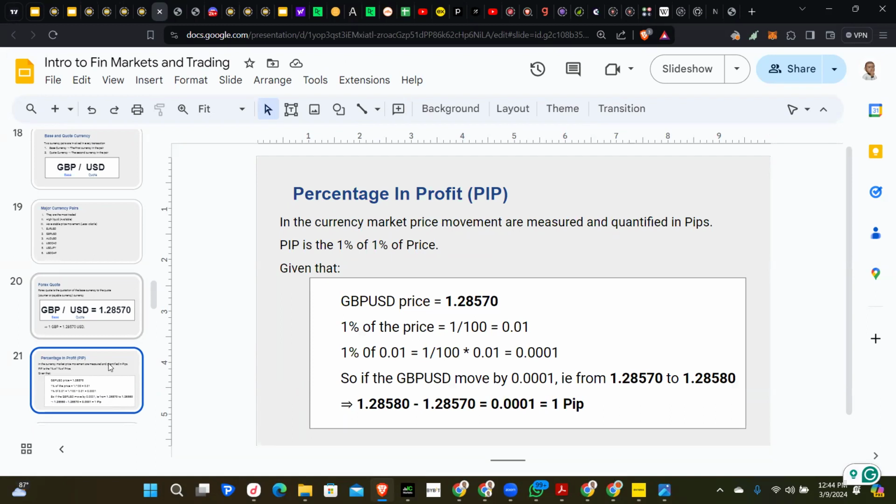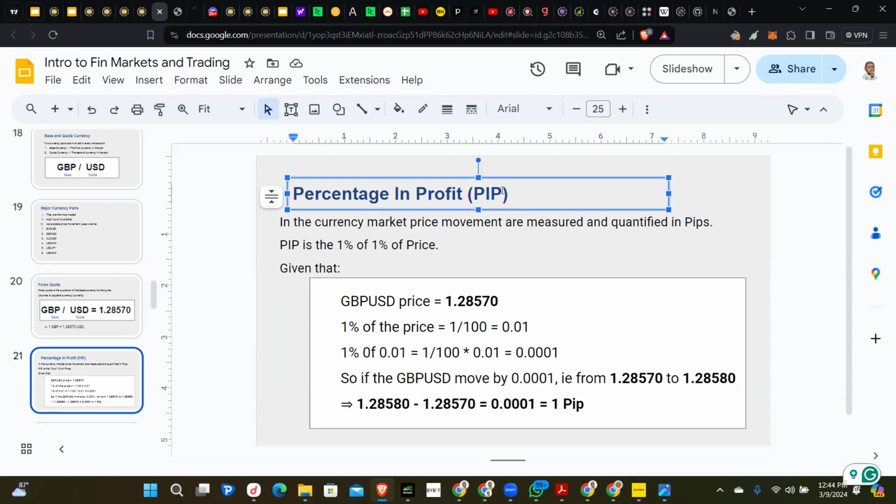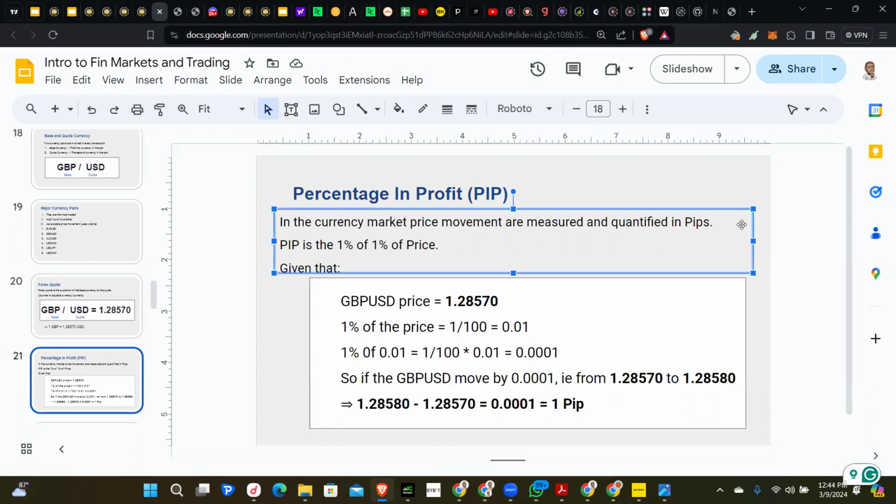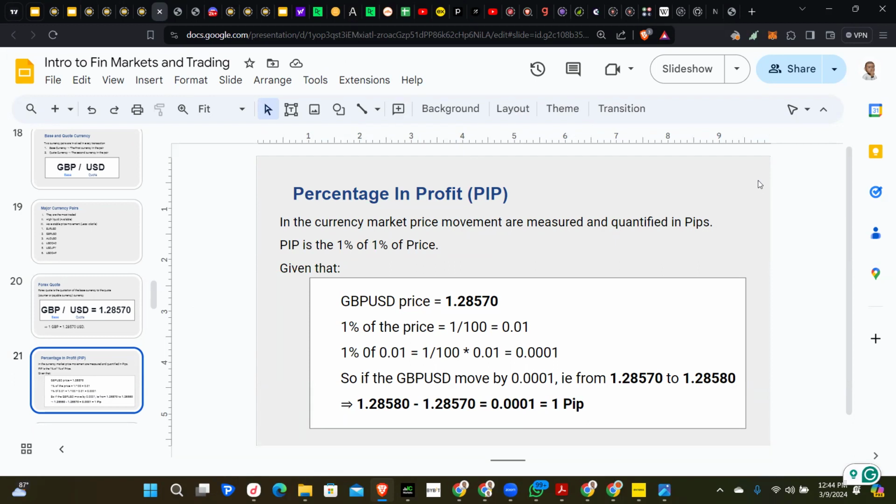Now let's come to pips, or what we call the percentage in profits. For those of us that did engineering, or sciences, or at least have done mathematics in your life, you measure length in cm, dm, like centimeter, decimeter, or whatever. And for people into real estate like me, it's measured in acres and square meters. But when it comes to the currency market, we also have our own unit of measurement. So price movement in the currency market is measured in pips. This is particular to the currency markets and also the indices market. So pips simply means 1% of 1% of price, percentage in profit.